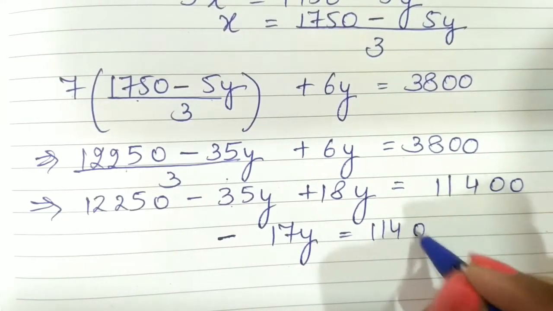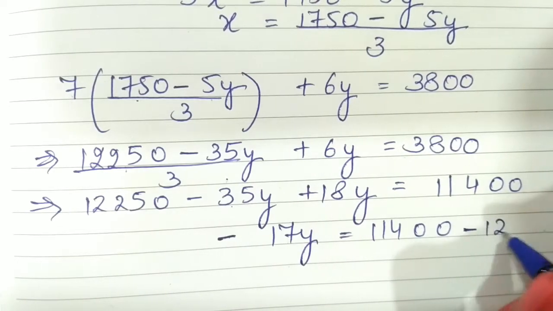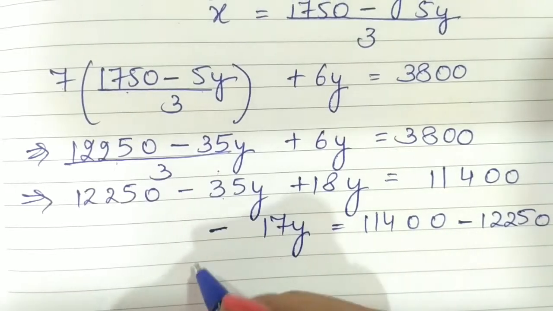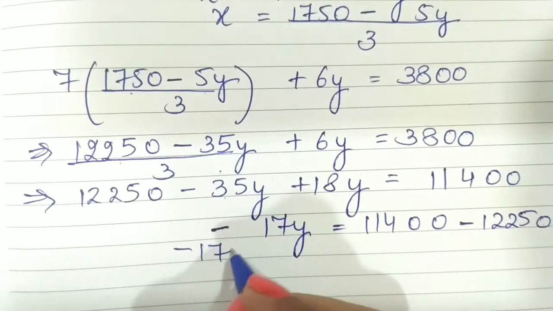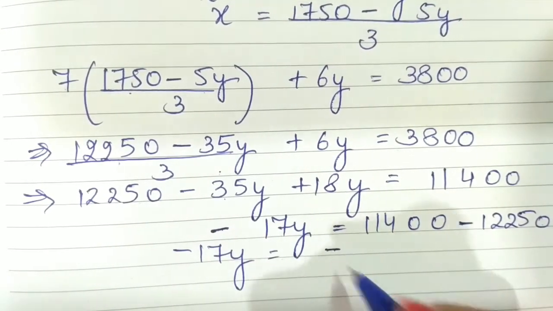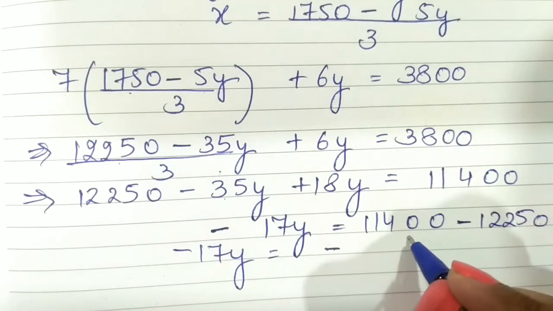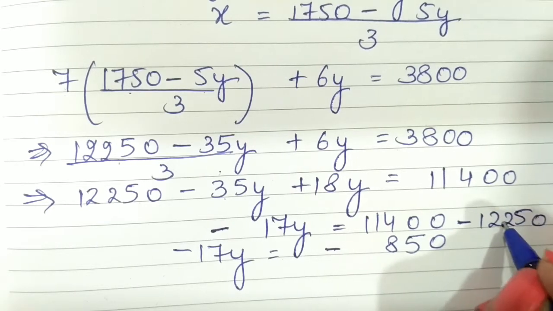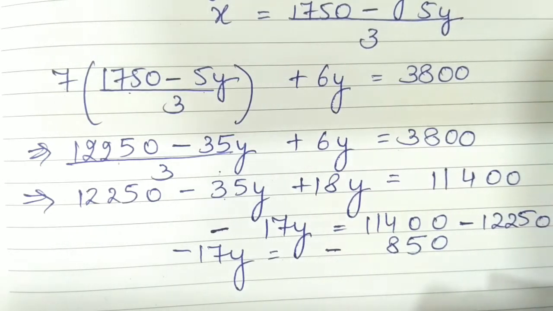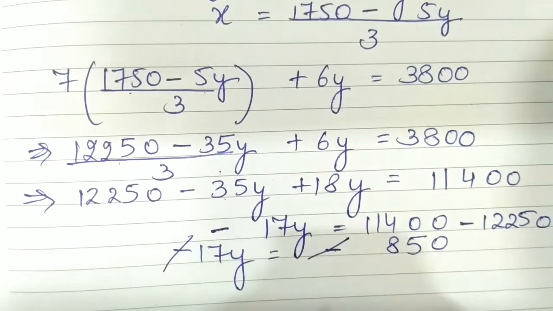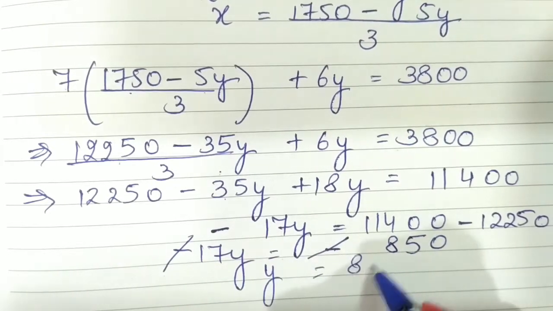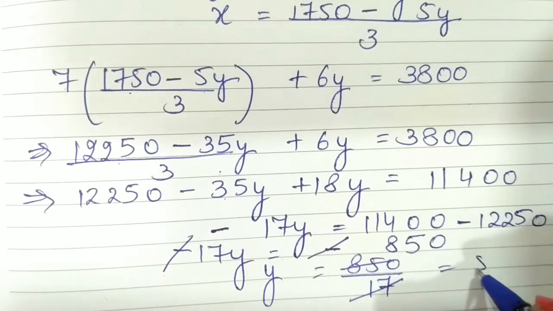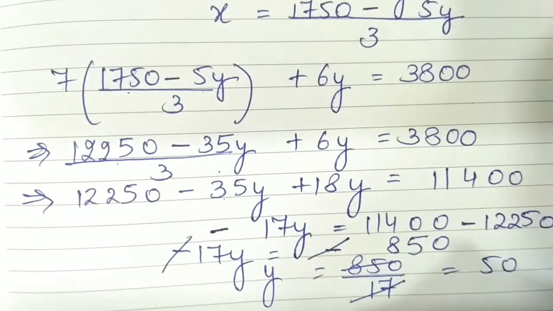Here 11400 minus 12,250 minus 17y will be equal to minus 850. Minus minus cancel. The value of y will be 850 upon 17. 17 5s are 85. So the value of y will be 50.